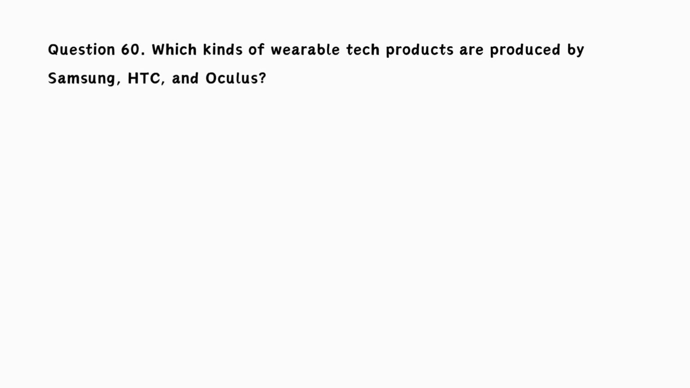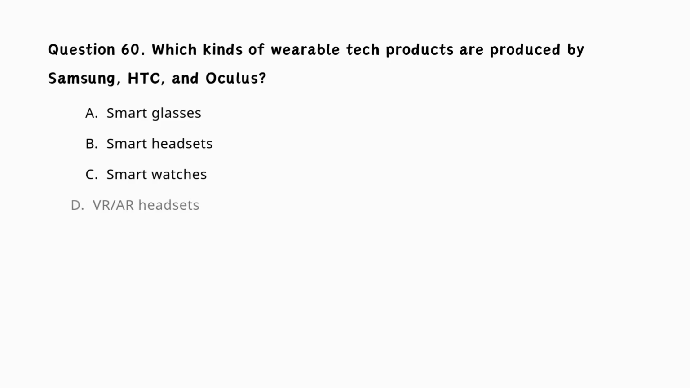Question 60. Which kinds of wearable tech products are produced by Samsung, HTC, and Oculus? A. Smart glasses. B. Smart headsets. C. Smart watches. D. VR/AR headsets.